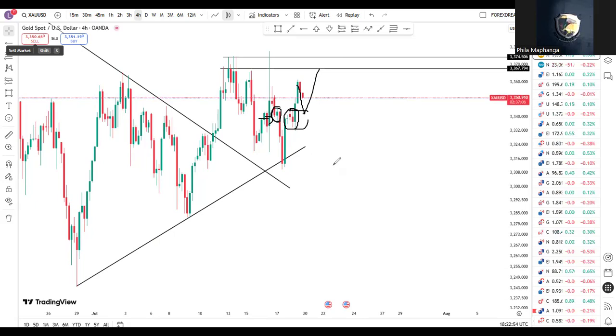This is for our chart. We have less than a minute. Let us rush and check 1 hour and see what is happening on 1 hour chart.